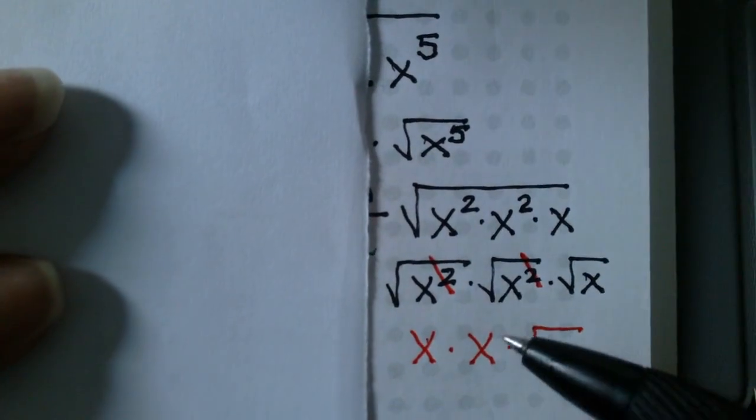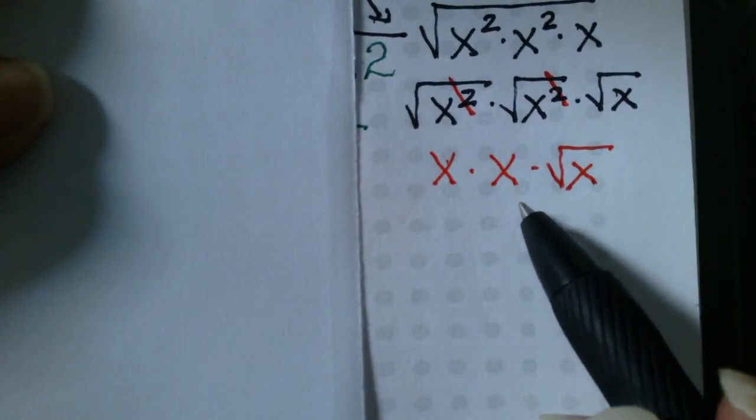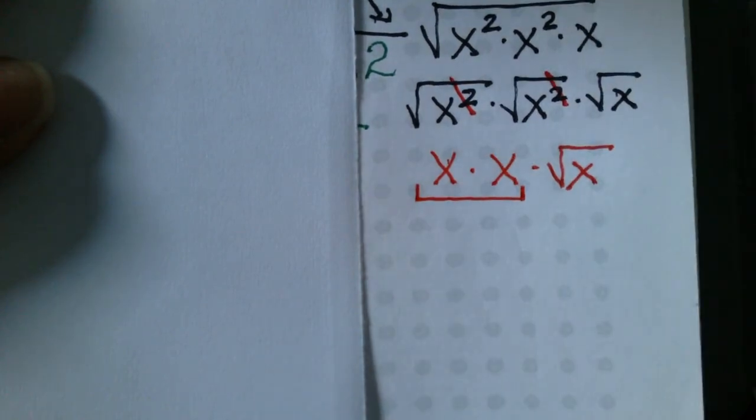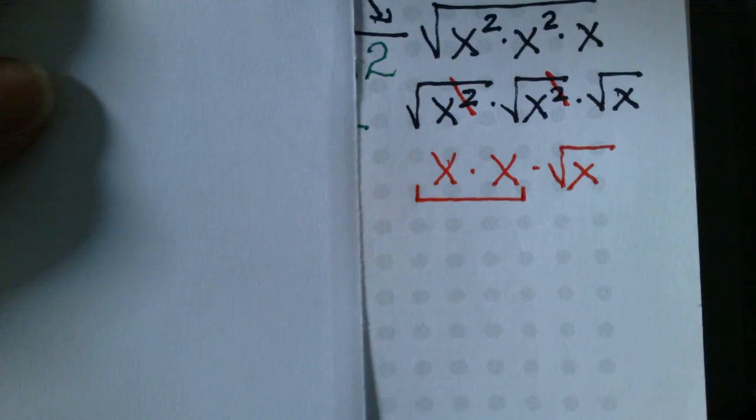But let's clean this up. Okay, let's clean this up. X times x will give me what? Because we can combine those two.